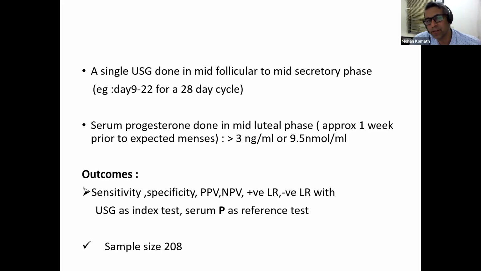So we wanted to just say, okay, we'll just do an ultrasound anywhere from day 9 to day 22. We will really not try to document ovulation, but we'll just document anything which suggests an ovulatory cycle. It could be a dominant follicle, or it could be a corpus luteum or a hemorrhagic cyst. That should suffice. And our reference was serum progesterone. And we looked at sensitivity, specificity, and all those terms that I've just discussed.